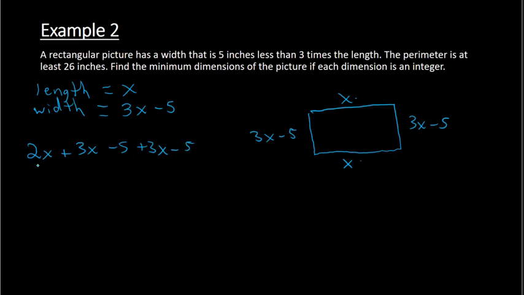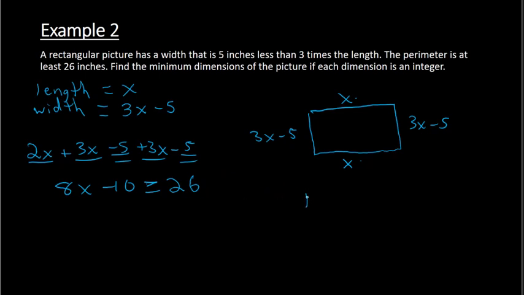And then we can combine like terms. So 2x plus 3x plus 3x, that would be 8 x's. And then negative 5 minus 5 is negative 10. Alright, so that is the perimeter. And it says the perimeter is at least 26 inches. If it's at least 26 inches, that means it could be equal to 26 or bigger than 26. So my inequality is going to be 8x minus 10 greater than or equal to 26. Alright, and this is my setup.